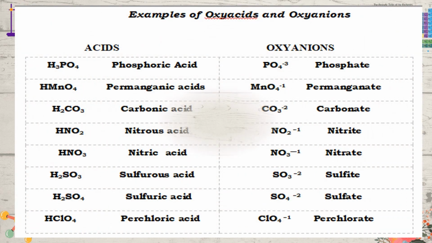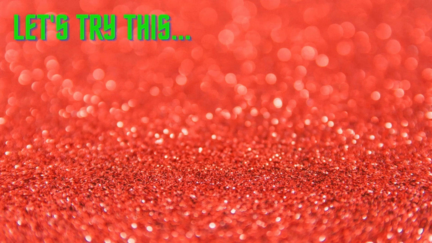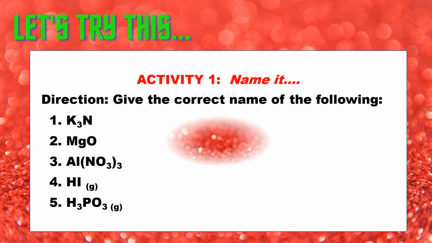So, here are some of the examples of the oxyacids and oxyanions. So, you have the acids and the oxyanions. And you can also check on the ions and charges on your periodic table. Now, it's your turn to give the correct name of the following. Number 1, K3N, MgO, Al(NO3)3, HI, and H3PO3.